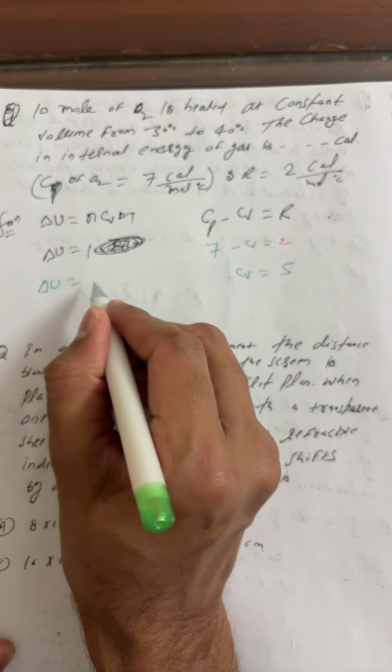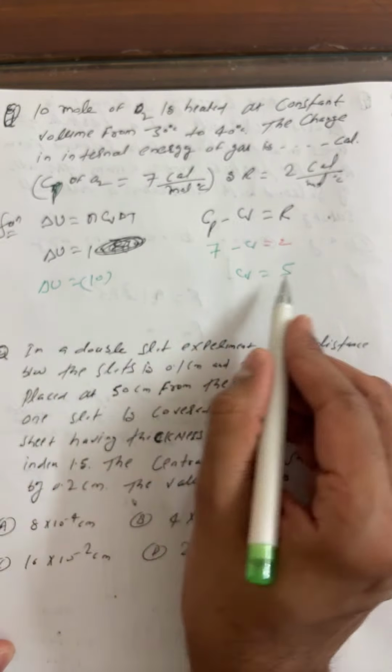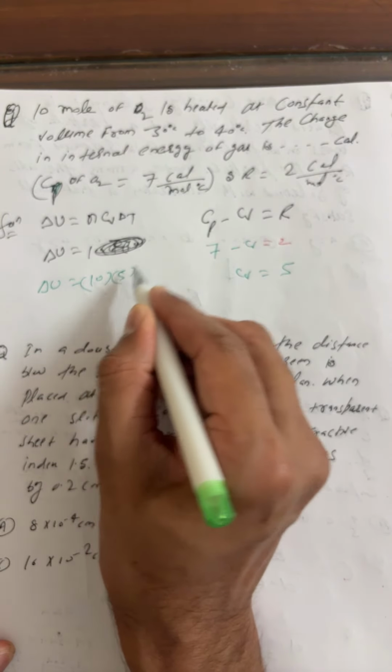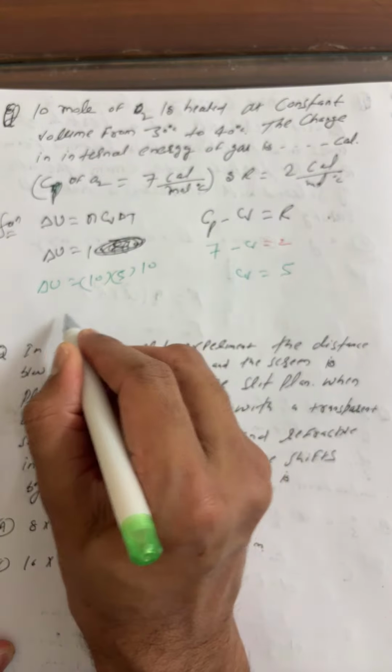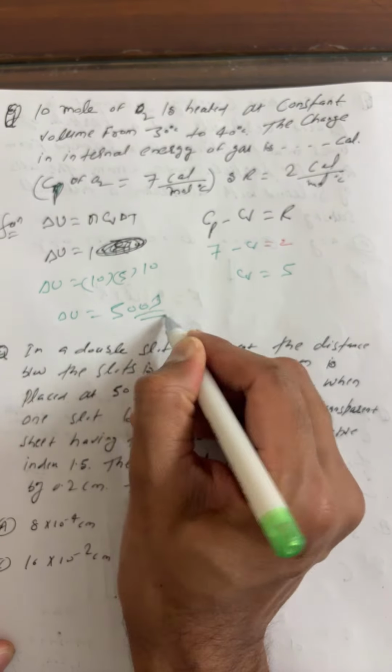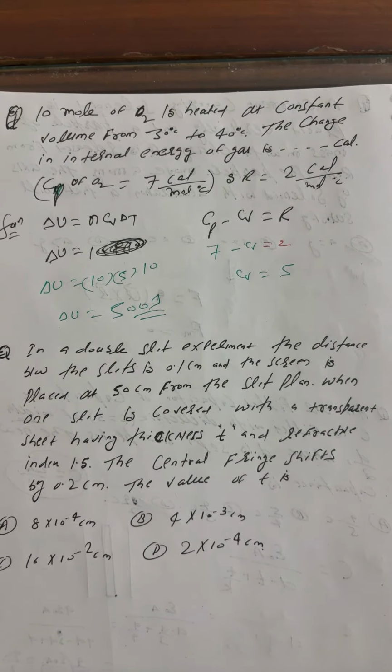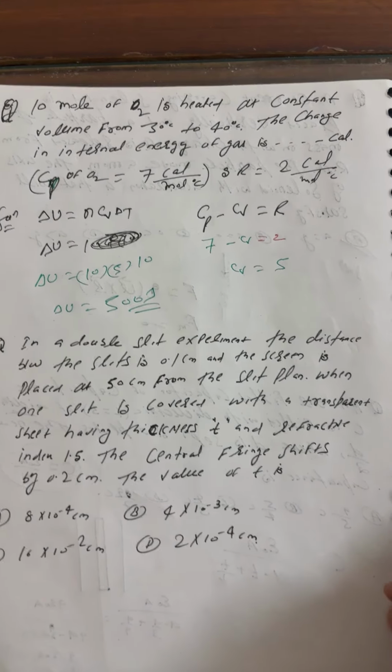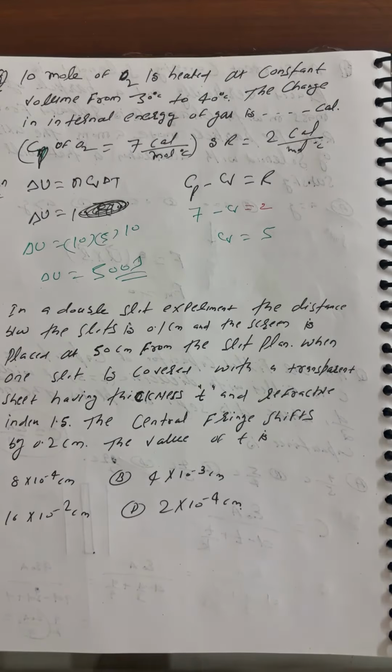Delta U is what? N is what? 10. CV how much? 5. Delta T how much? 10. So you know how easy the question is. 500 joule, right. Then students, move on to the next question.